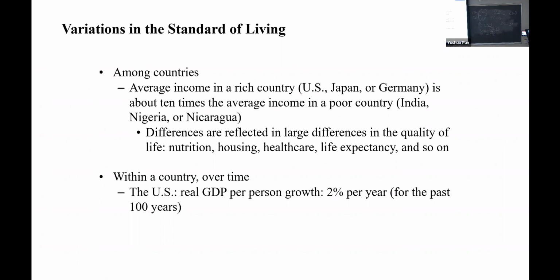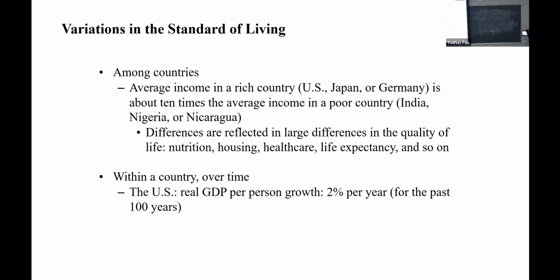Among countries, average income in a rich country like the US, Japan, or Germany is about 10 times the average income in a poor country like India, Nigeria, or Nicaragua. The differences reflect a large difference in the quality of life, including nutrition, housing, healthcare, life expectancy, and so on.